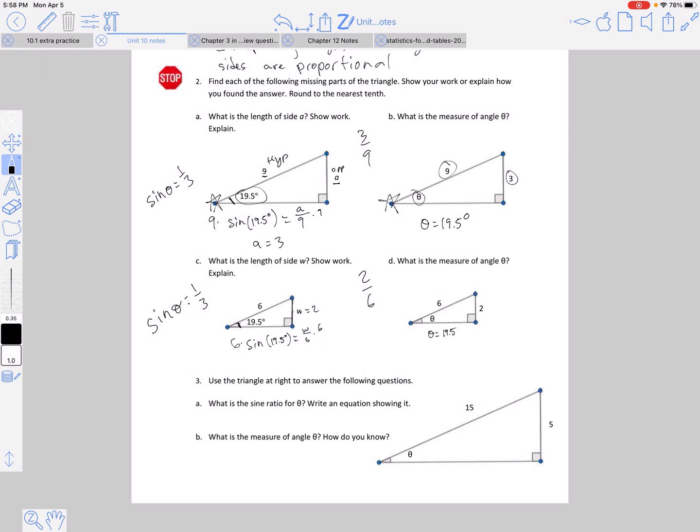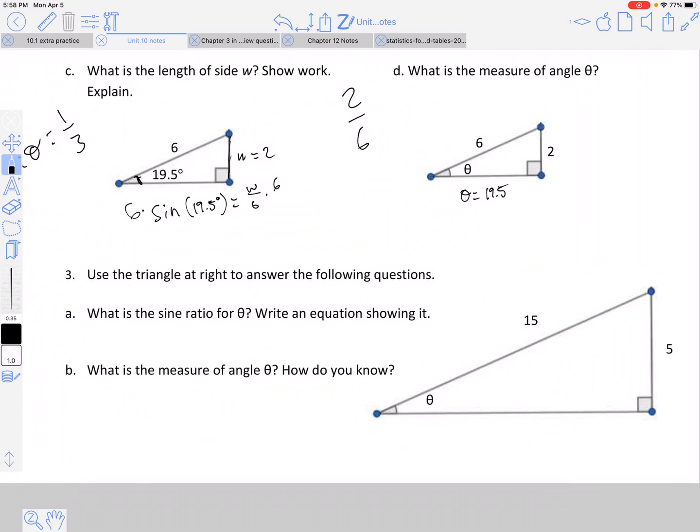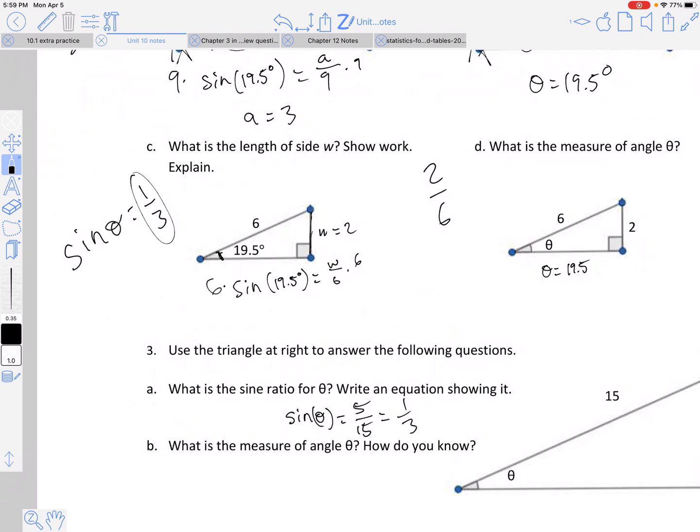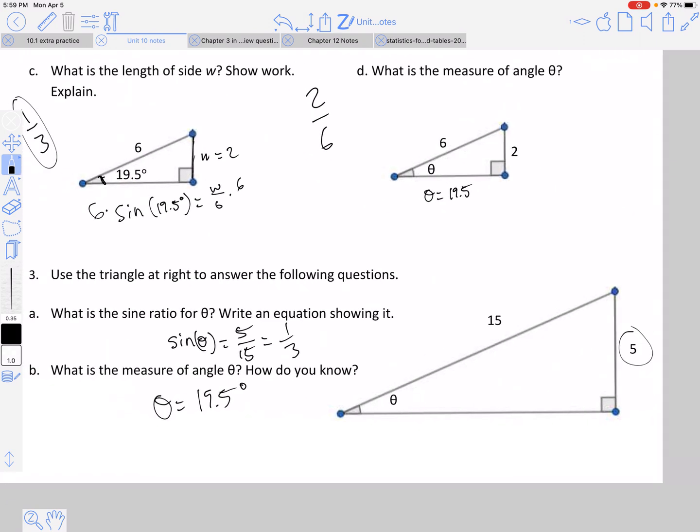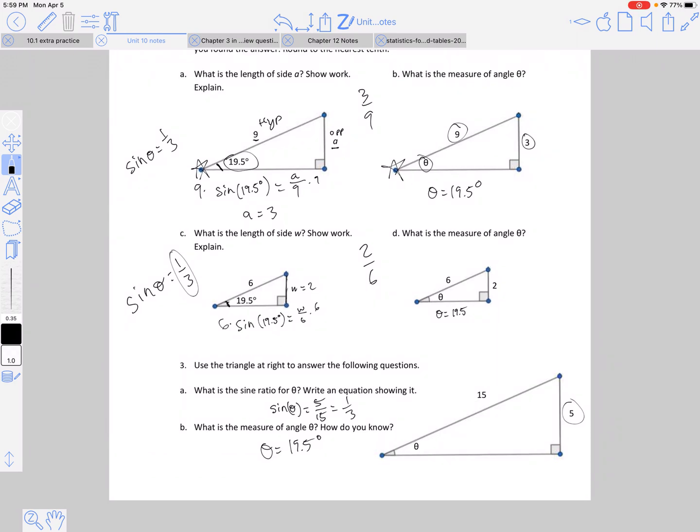So use the triangle at the right to answer the following questions. What is the sine ratio for theta? So sine theta will be opposite over hypotenuse, which simplifies down to 1/3. Okay, we already know about this relationship. 1/3, 1/3. We know what theta is, right? Theta is 19.5. The ratio of the sides will be the same as the triangles above, so the angles must be congruent, 19.5 degrees. Okay, so awesome. Cool relationship there.